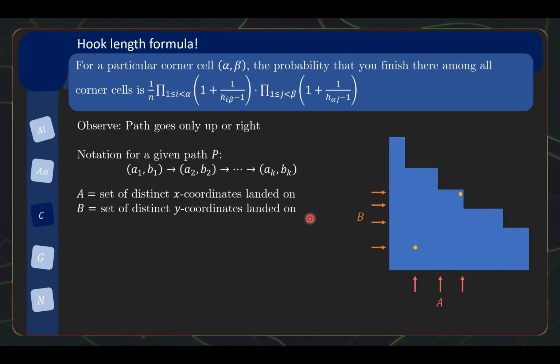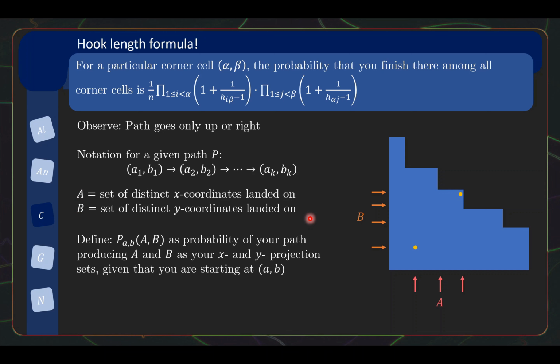Now we are going to flip the situation around. Now instead, I am going to define P subscript (a, b) of capital A, capital B as the probability that your path produces capital A and capital B as the XY projection, given that you start at (a, b).